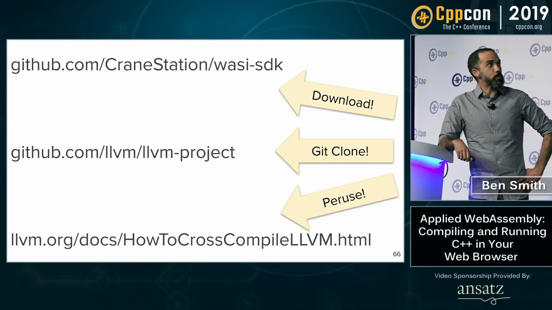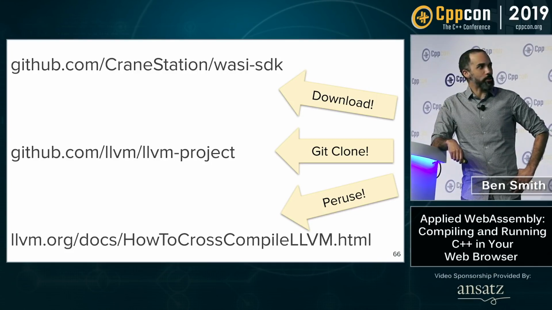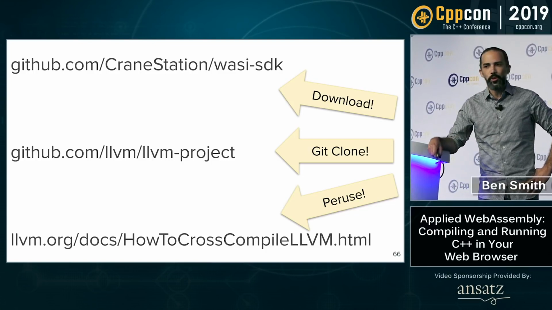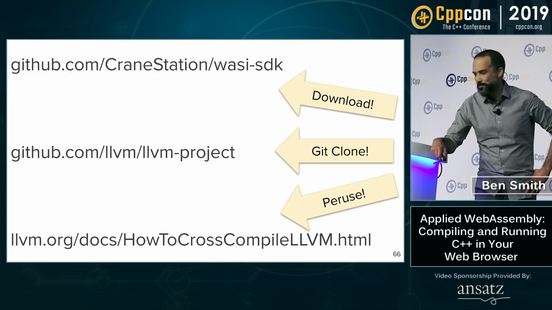So the first thing I did was I downloaded that SDK from this website here. And the next thing I did was I cloned LLVM from this here. I think it's actually pretty recent that you can get LLVM via Git. I think before you had to get it on SVN. So this is very cool. And then I perused these docs here, how to cross-compile LLVM. Very, very useful for this sort of thing.